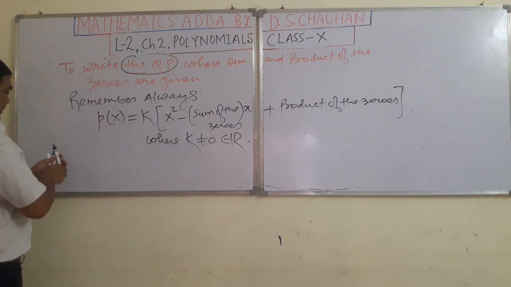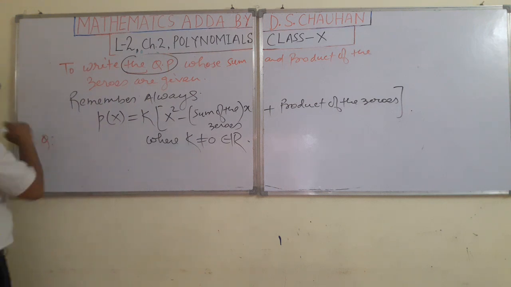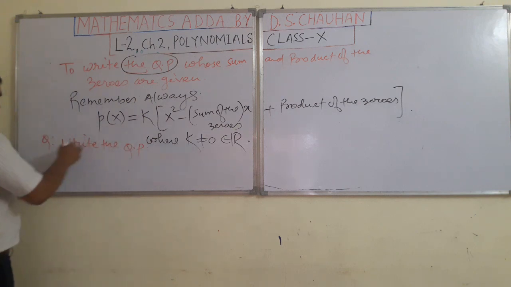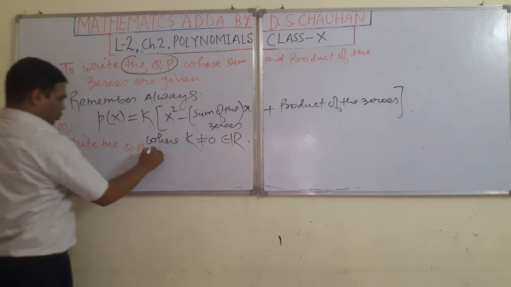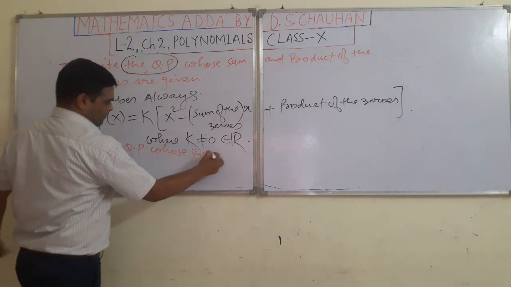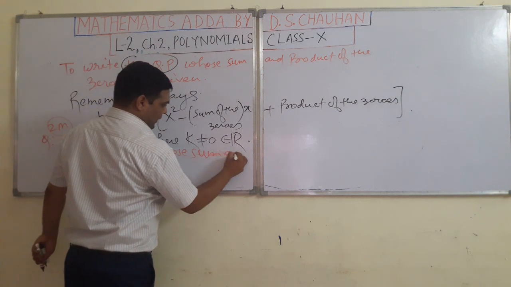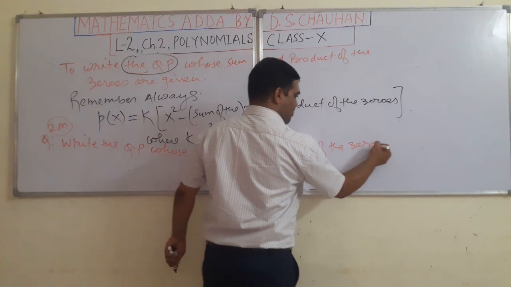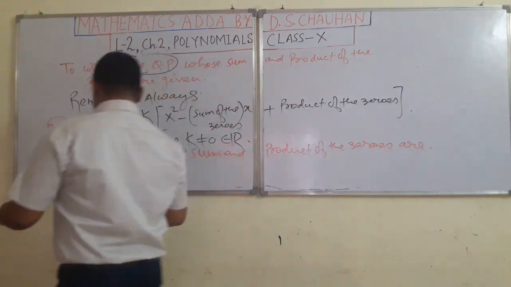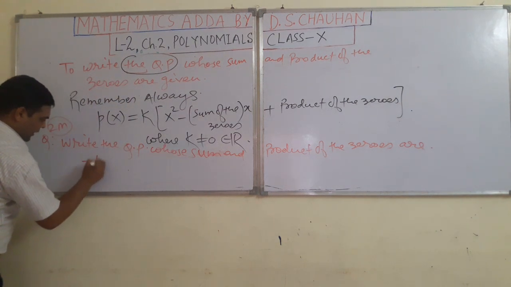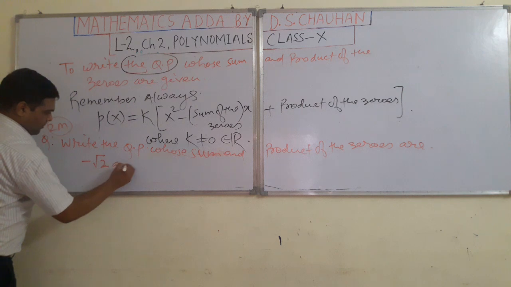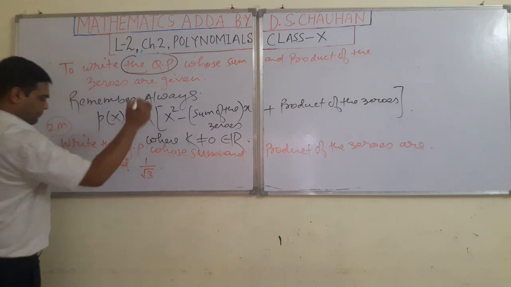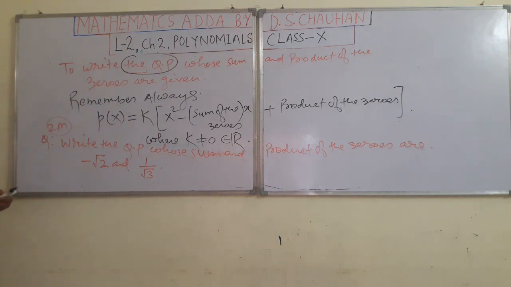See one question. This is the one question in front of you, students. Question: write the quadratic polynomial, for a 2 marks question, whose sum and product of the zeros are minus under root 2 and 1 by under root 3. This is the question in front of you, students.